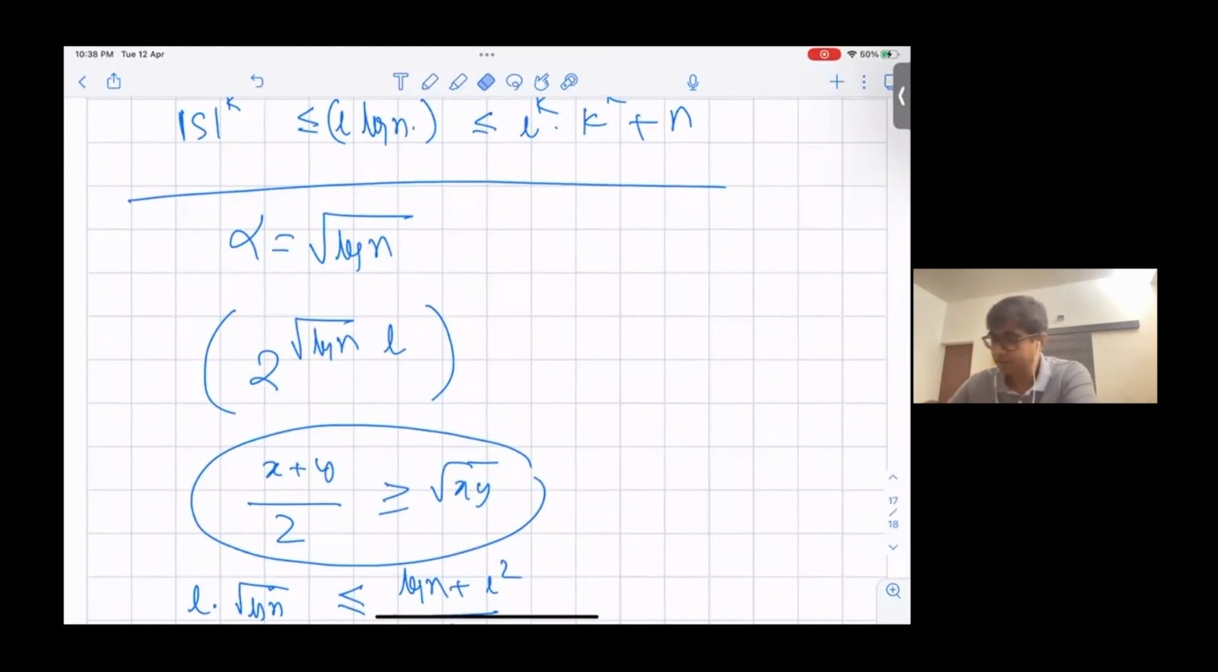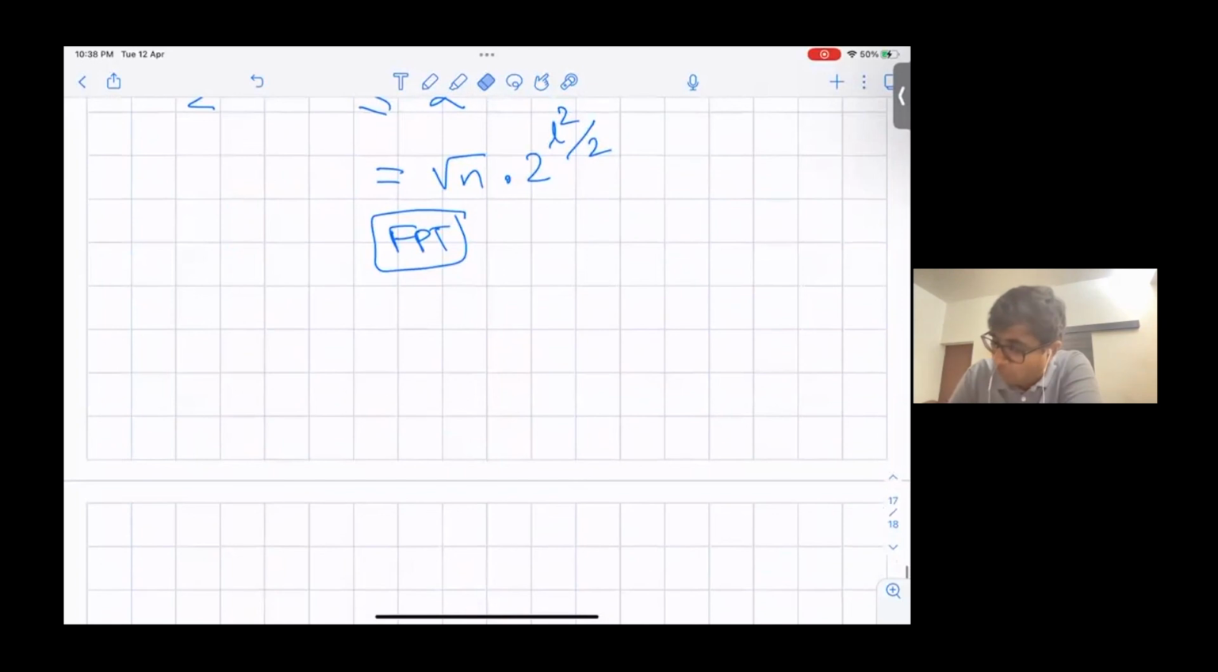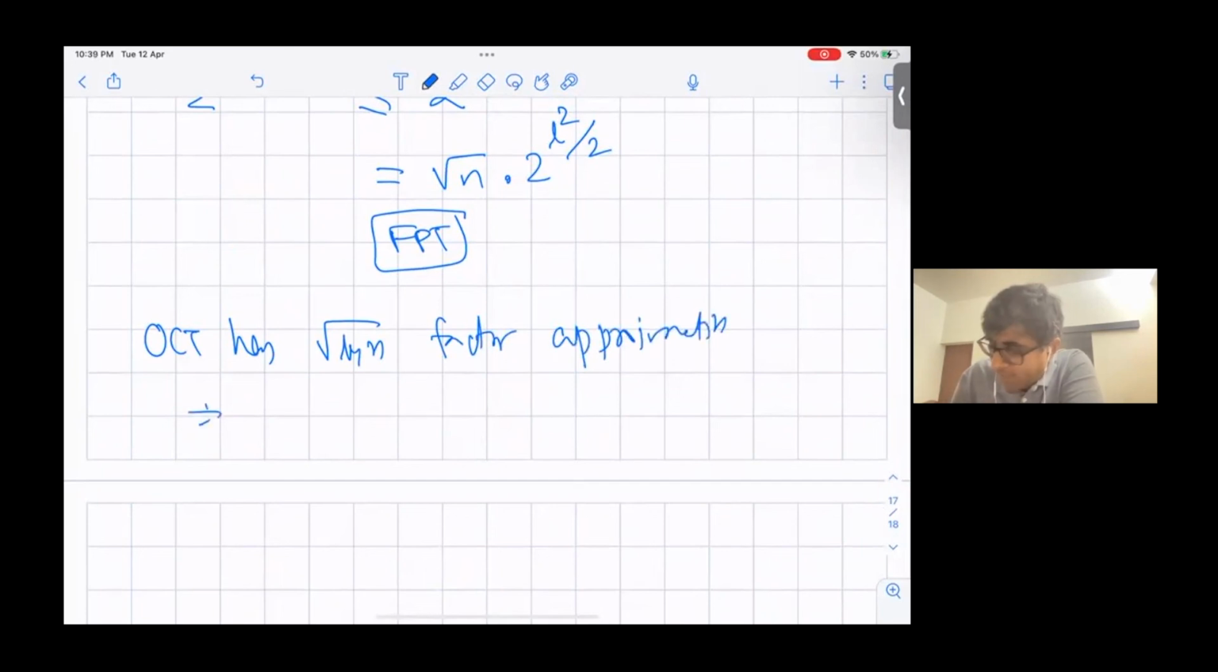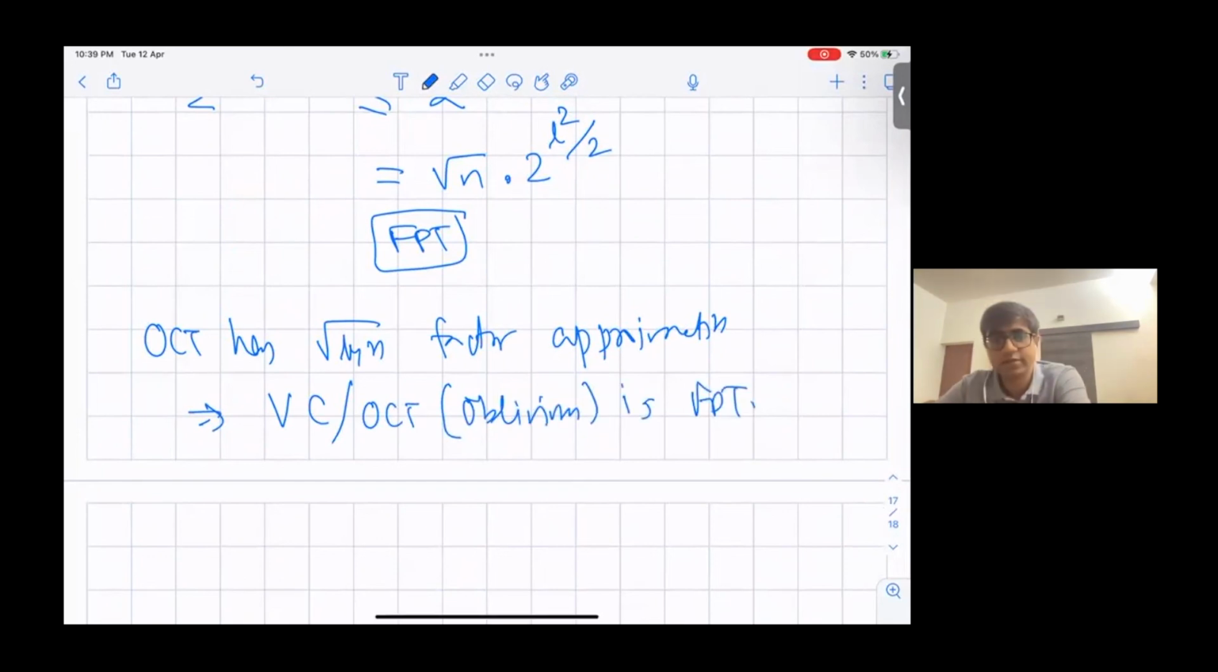So if Sani says that odd cycle transversal has a square root of log n factor approximation, that implies that vertex cover parameterized by OCT oblivious is FPT. Is that fine?